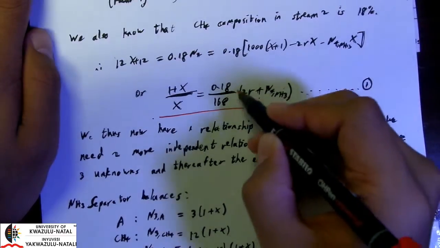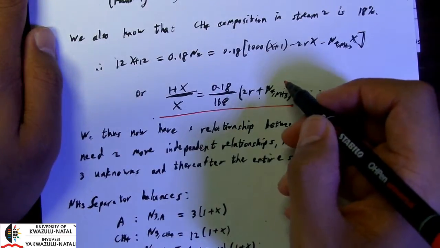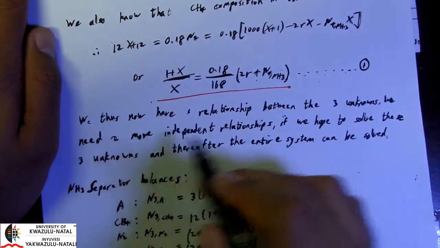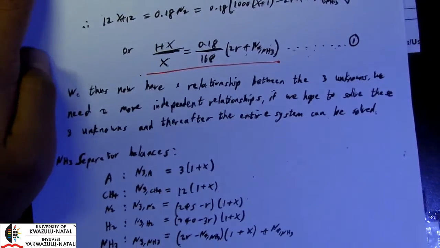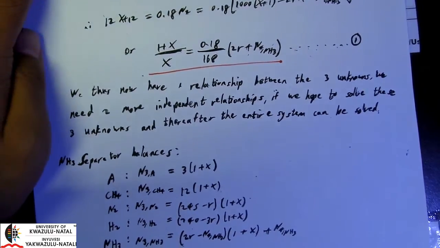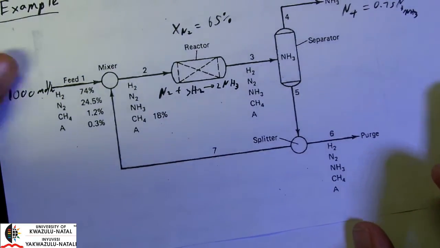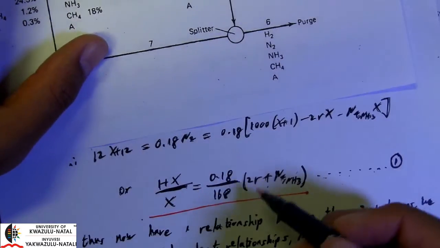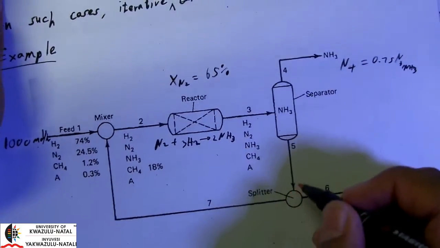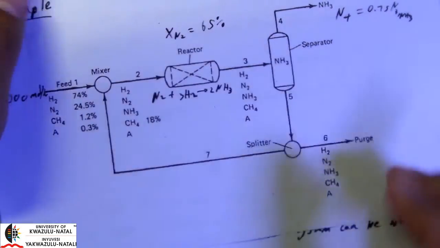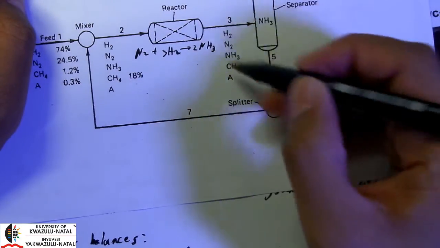Now it would be nice if we can obtain a relationship for our R as well as our N4 NH3. If we can obtain that, then we can ultimately solve all of these three unknowns, since everything else is expressed in terms of these unknowns. So let's move on and pursue the strategy of trying to relate our three unknowns. We've completed our overall balance, our splitter, as well as our mixer. Now let's look at our separator balance.